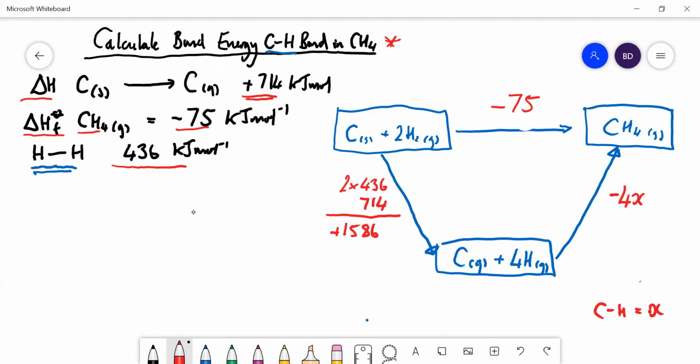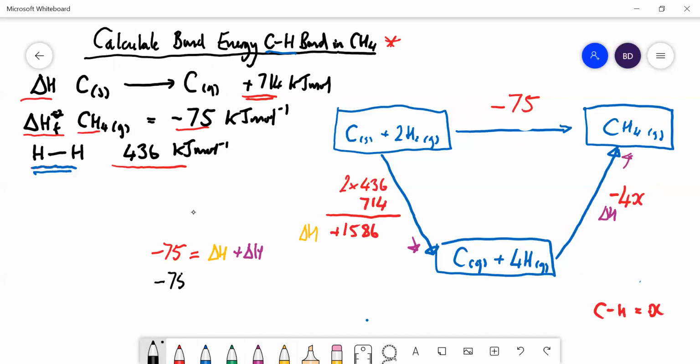Okay, so what we can say now is, let's call that the yellow one. Let's call that the purple one. So we know that minus 75 is equal to the yellow delta H plus the purple delta H. And we don't have to do anything with signs there because we are following the arrow in each case, following the arrow there, following the arrow there.